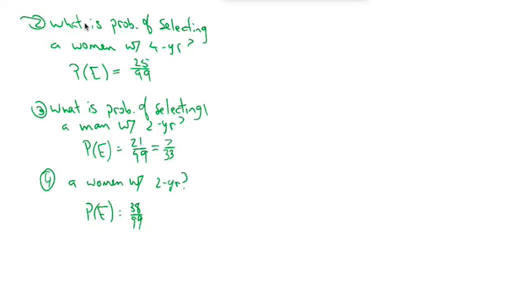If I change these all to percents, just for the fun of it, how do you change 5 out of 33 into a percent? 5 divided by 33 times 100, and put a percent sign, right? So what is 5 out of 33 as a percent? 15.2. 15.2% of the time you will select a man that has a 4-year degree.